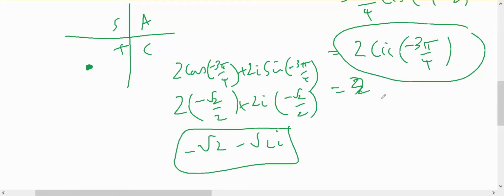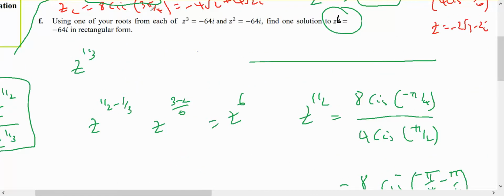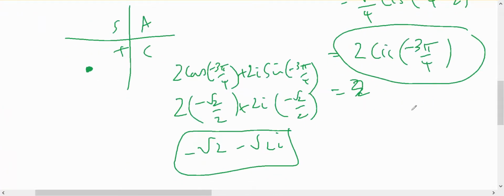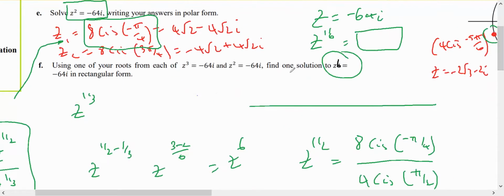That's one solution. I would find the other 5 solutions if I was going to look for another one, and had I picked different answers for the previous 2, then they would be minus 3 pi on 4 plus or minus 2 pi on 6, which is pi on 3, to find other solutions. But that is one, and the question only asked for 1.